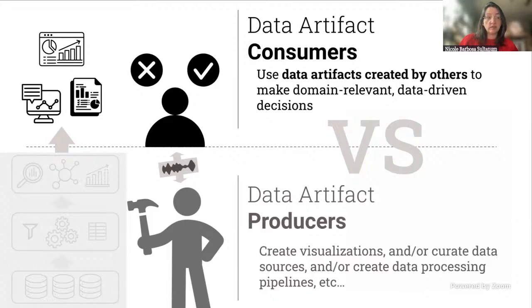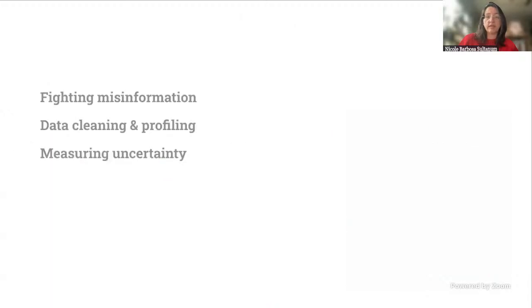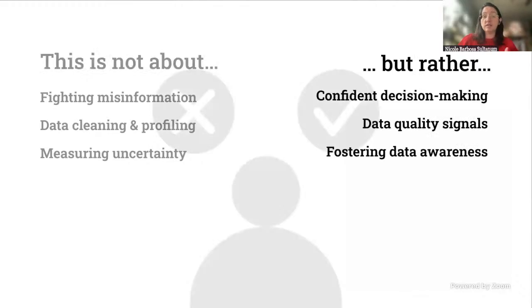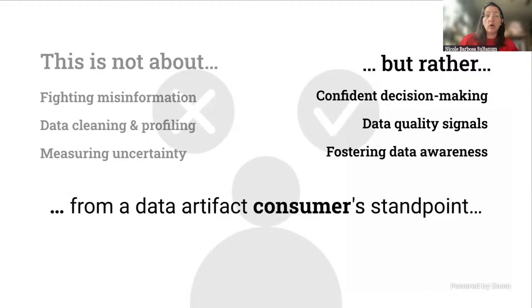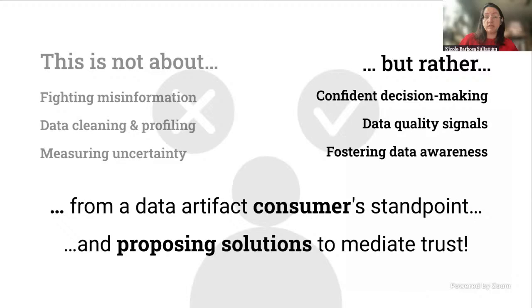That said, a lot of the conversation we see about trust in our community is related to topics like fighting misinformation, detecting and cleaning bad data, and handling uncertainty, which are all critical for producers. But consumers have different needs, different premises, context, and level of detail, which we argue calls for a dedicated look at trust from their perspective and targeted solutions tailored to their needs.